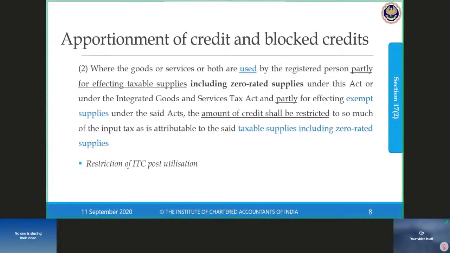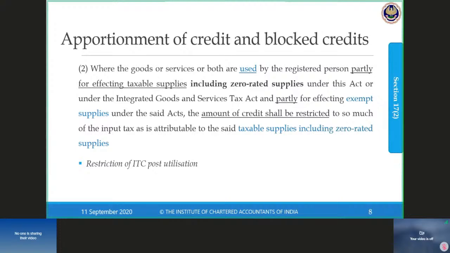Moving on further to section 17(2). Section 17(2) is very, very important. This is a point where your entire understanding of ineligibility or restriction comes into picture. Now, let me read the English and then explain what is there for us to understand.